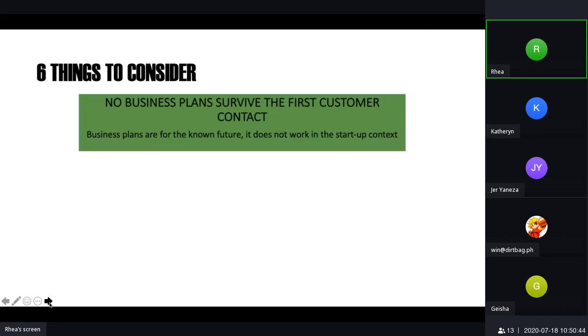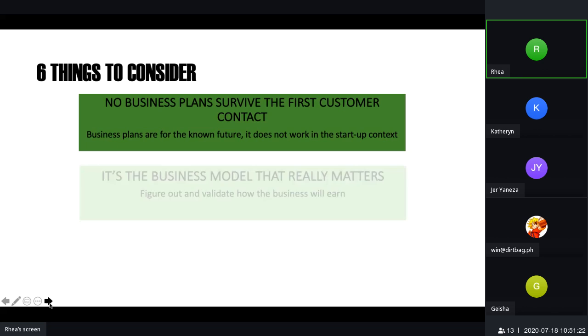So there are things to consider. No business plan survives the first customer contact. Business plans are actually known for the future, and it may not work in the startup context. But even if you decide to build a business out of the blue, like, hey, I want to create a business, it is very important that you already have a business plan. Even a simple or small one would be feasible, so you already have a roadmap as to how you can create a business starting from this point forward.